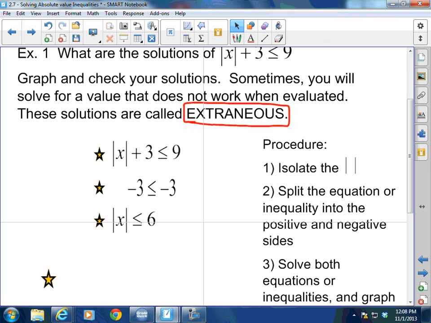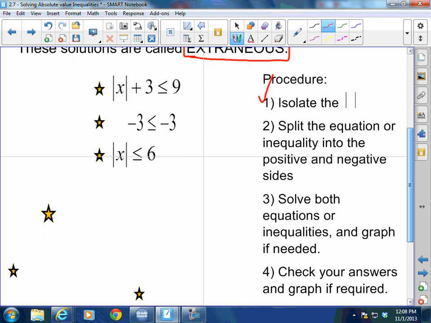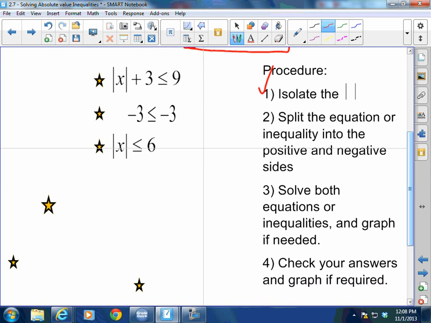So all of that was just step one, guys. That was getting the absolute value alone. Done. Now, step two. Step two is to split the equation or inequality into the positive and negative sides. Hope you guys remember that. If not, I'm going to just describe it right now again.